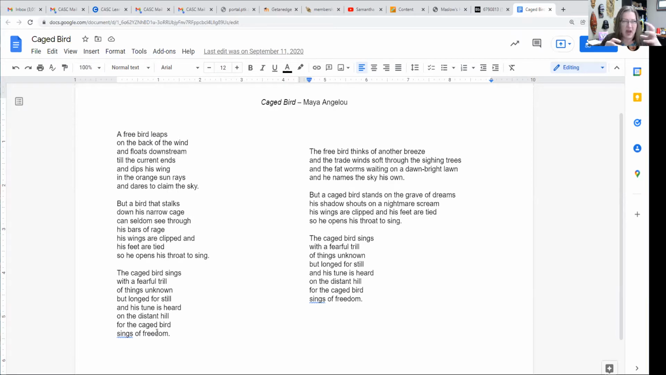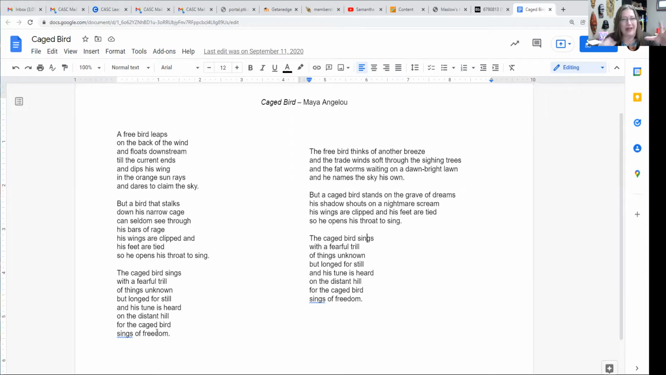And we see this guy, okay, he's stalking in his cage. Stalking is not moseying around like it's a really great experience. He's a little ticked off about it. You stalk back and forth, and he's not just pacing, he's mad. He's stomping around. Okay, well, his wings are clipped, his feet are tied. What's he doing?